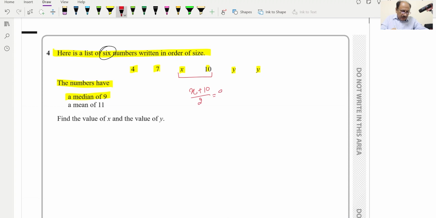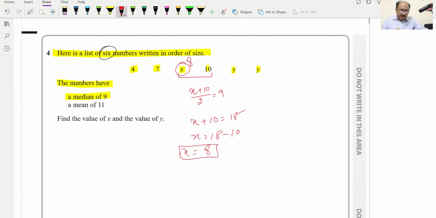This is given as 9. Median is 9, so we can basically rewrite it as x plus 10 is equal to 18, so x will be equal to 18 minus 10, which is equal to 8. So the x value will be equal to 8. So this one is basically 8.